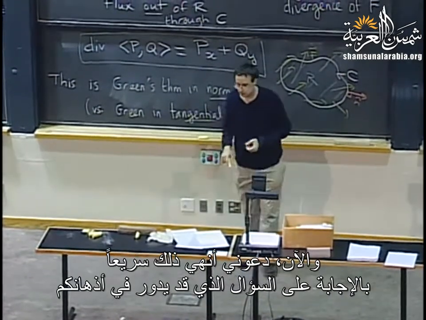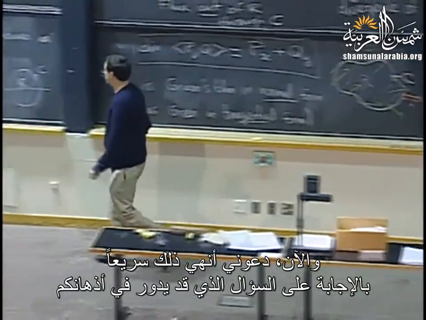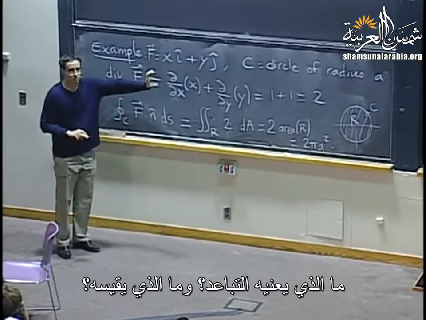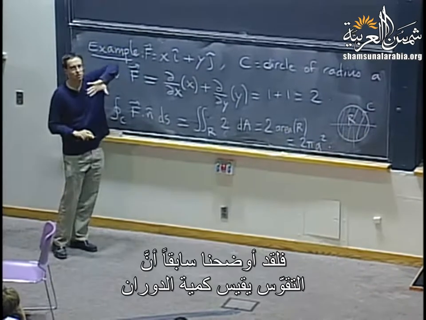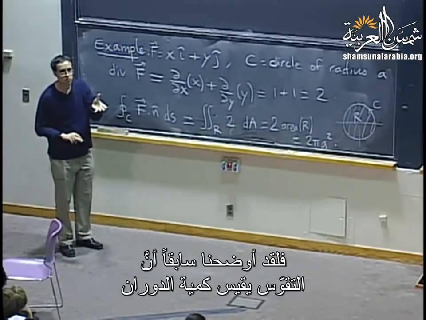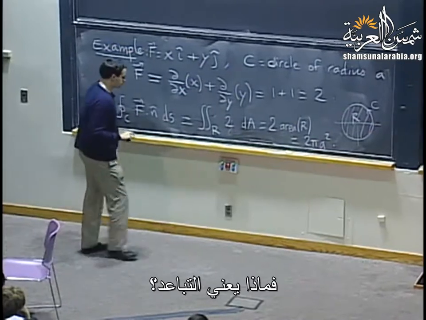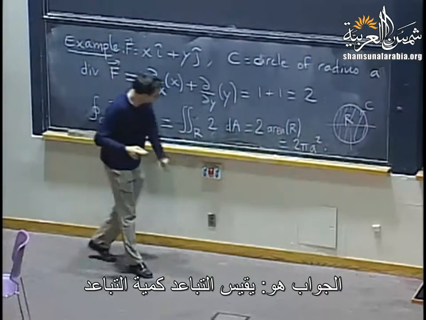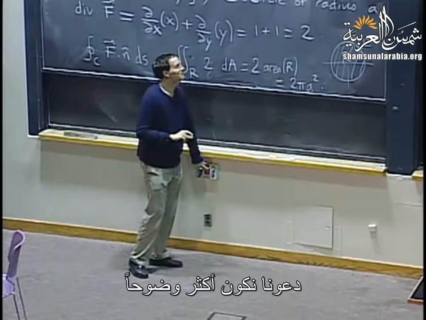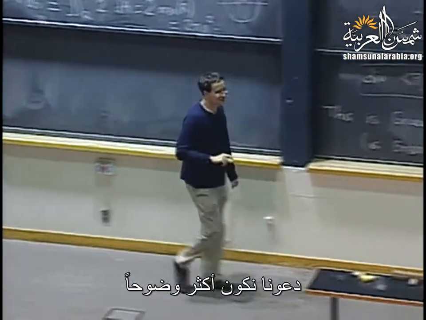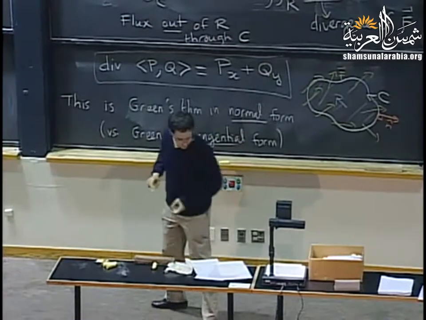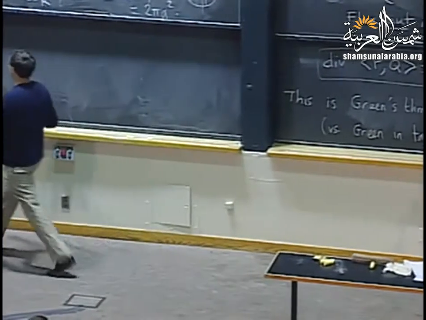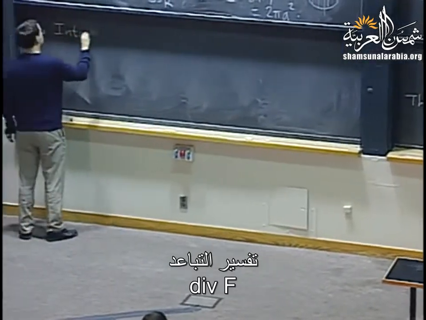Now, let's finish quickly by answering a question that some of you must have: what does divergence mean? What does it measure? We say it for curl: curl measures how much things are rotating. So what does the divergence mean? Well, divergence measures how much things are diverging. Let's be more explicit. Interpretation of divergence.